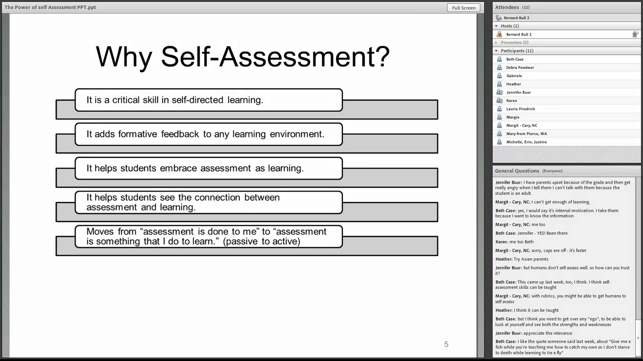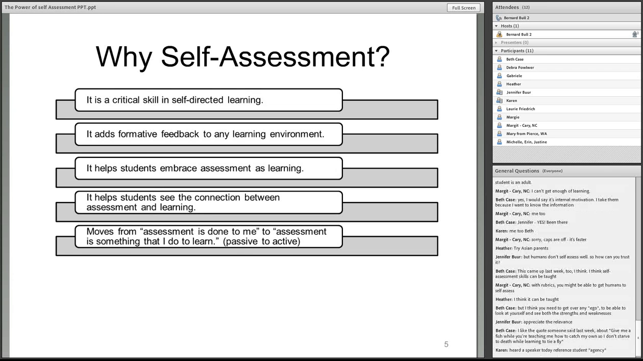The second is that if we can add more self-assessment or we can equip learners to self-assess, then it adds a form of formative feedback to any learning environment. Even a learning environment where an instructor doesn't provide much formative feedback.